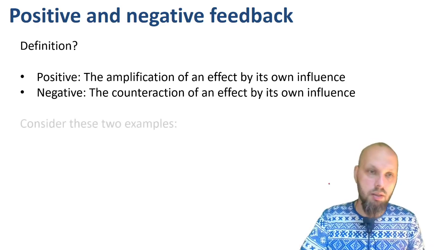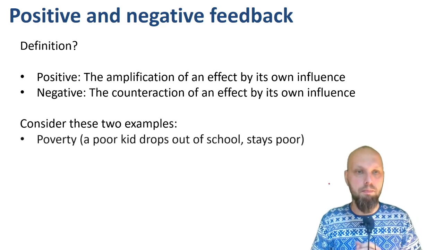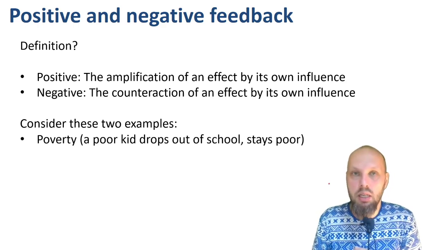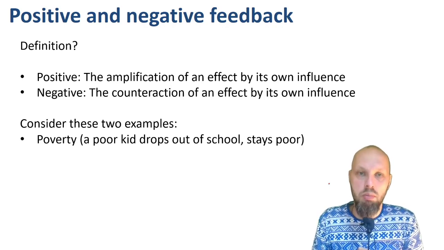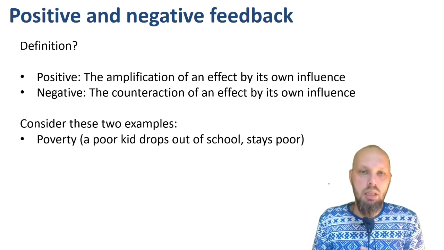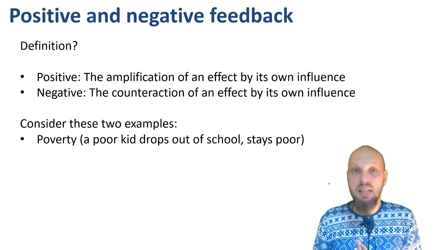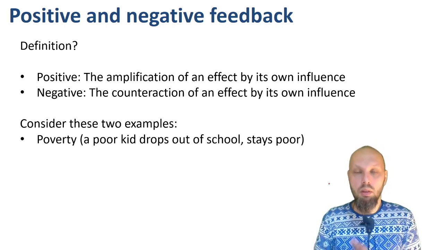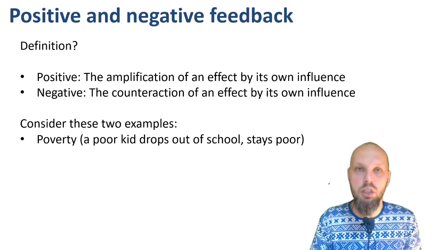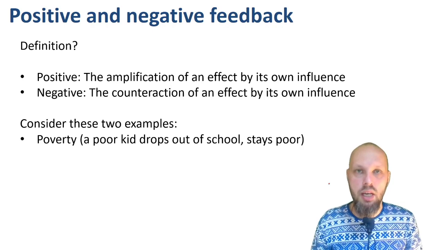Okay, let's look at two examples. Two examples that illustrate two different points, actually. So one example, poverty. A poor kid drops out of school because they need money. They have to go and get a job immediately, and they start a bad job and they stay in this bad job and they remain poor. Is it an example of positive feedback or negative feedback? That's an example of positive feedback, right? Poverty, in this case, begets more poverty. So it's like a vicious cycle.